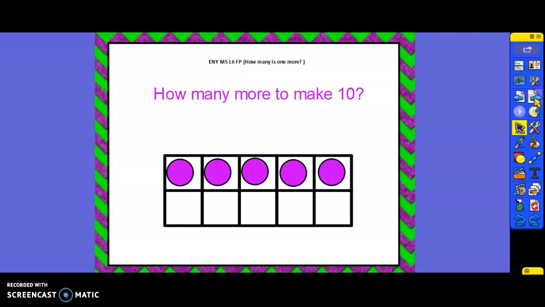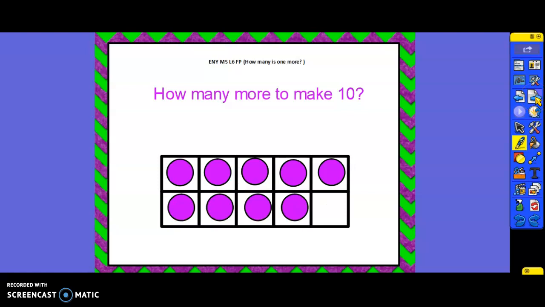Here we go. I'm going to model my thinking. I see 5 dots in my 10 frame, so I need 5 more. Right now, Miss Anki is going to draw my 5 more to make 10. 5 and 1 more is 6, 7, 8, 9, 10. So we had 5 and we needed 5 more to make our 10. Next one.